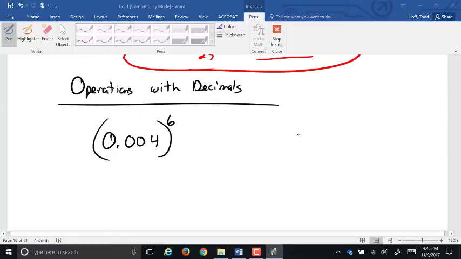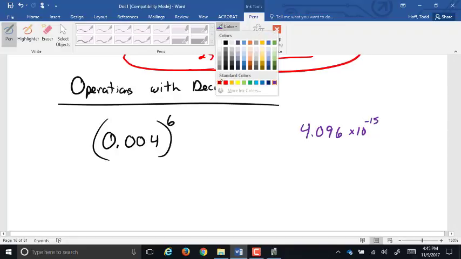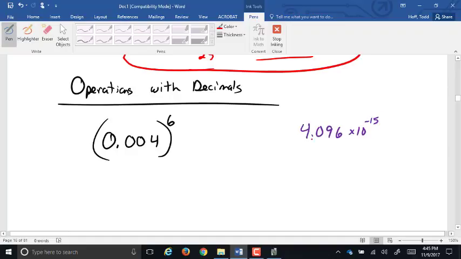That is saying 4.096 times 10 to the negative 15th. That's what that means. If you know your scientific notation, that just means move the decimal point 15 spots to the left.